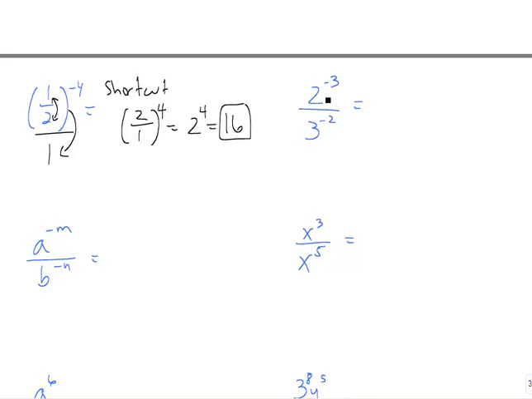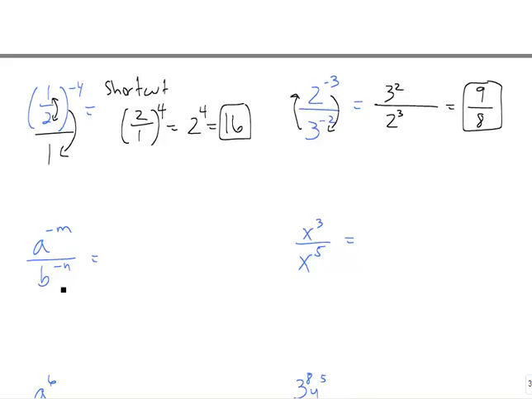On the next example, I have negative exponents in the top and in the bottom, so we're just going to flip them both. The bottom one will move to the top, and the top one will move to the bottom. So 2 to the negative 3 becomes 2 to the positive 3 in the denominator, and 3 to the negative 2 moves up to the top and becomes 3 squared. And these are each small enough to evaluate, so 3 squared is 9, 2 cubed is 8, so the whole thing is 9/8.